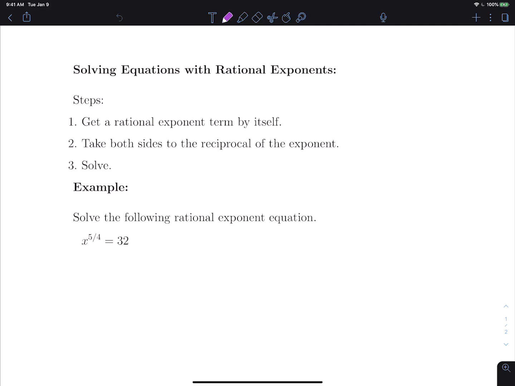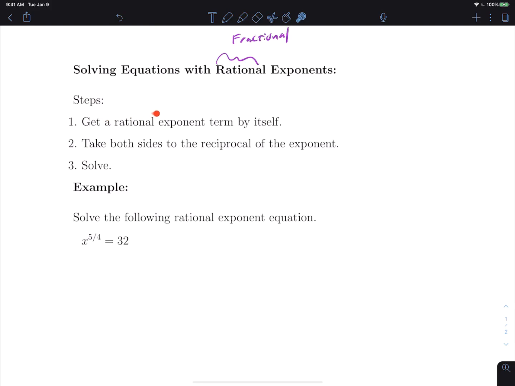Hello! In this video, we're going to start looking at solving equations with what we call rational exponents. Now, rational just means fractional, if you will. Okay, so fractional exponents. Here are the steps.